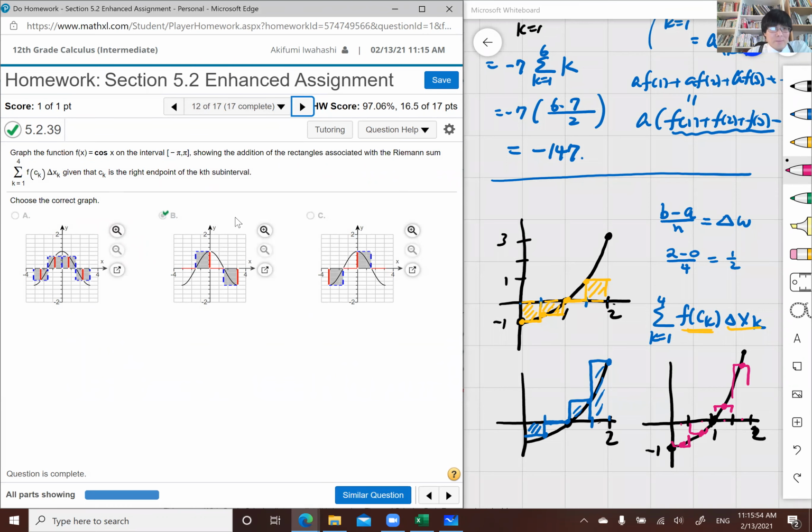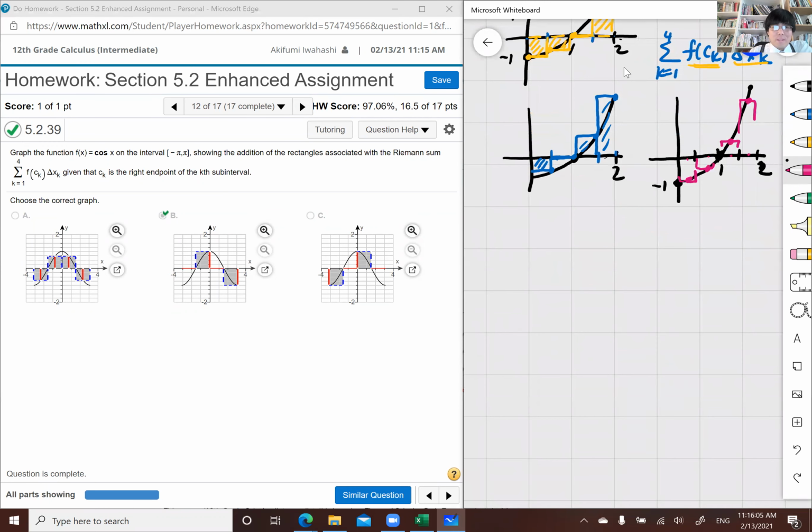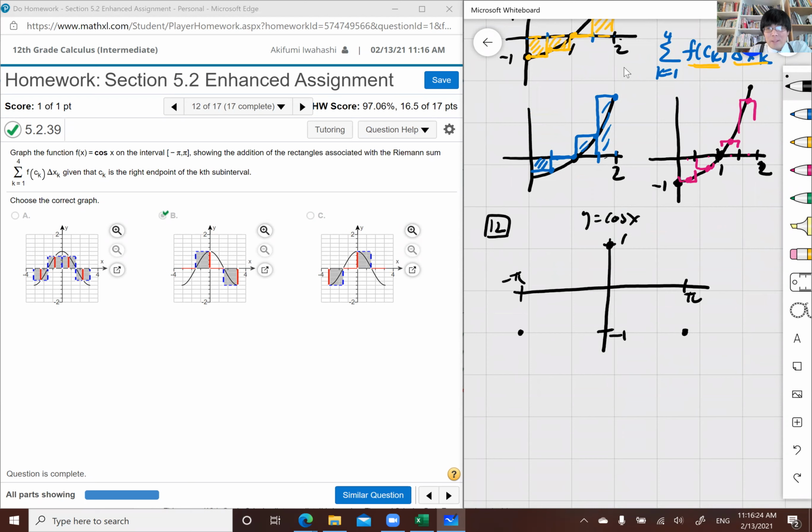Okay, this is the same problem with just a cosine between negative pi through pi. So let's do this one. It's basically the same problem. The cosine function, y equals cosine, has a y-intercept of 1. At pi, it's going to be negative 1, and at negative pi, it's going to be negative 1 as well. It has 1 period in this interval, and here it's at pi over 2.